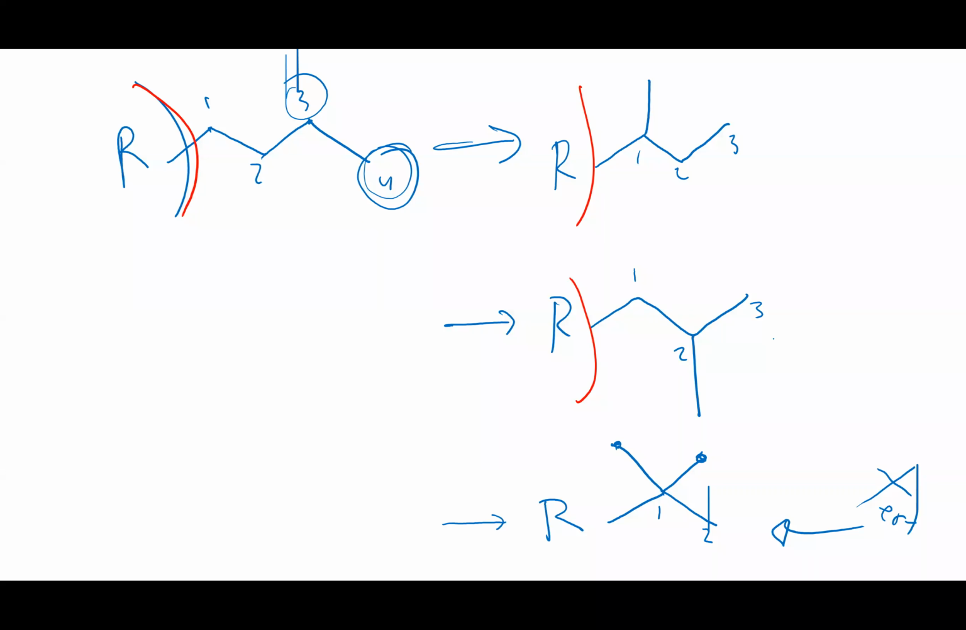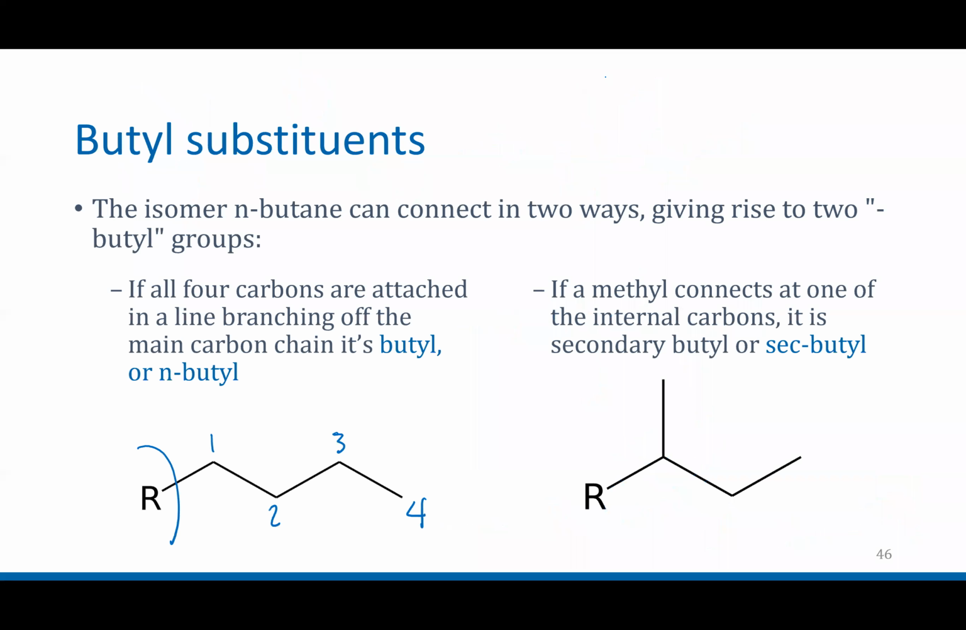But in every situation here, I have 4 carbons, right? 1, 2, 3, 4. So these are isomers of butyl or butane. So let's go look at the names of these. And then after that, I'm pretty much done for today. We might give this a little practice.